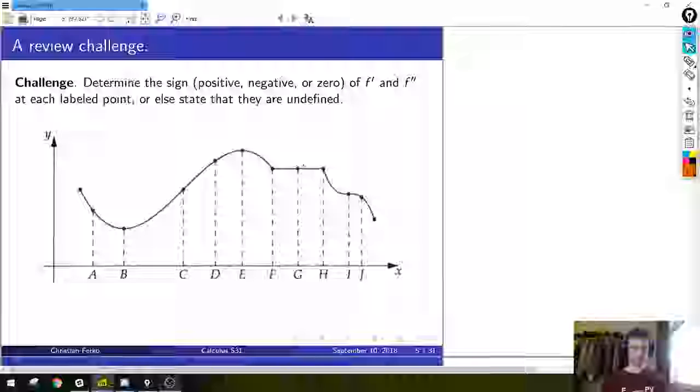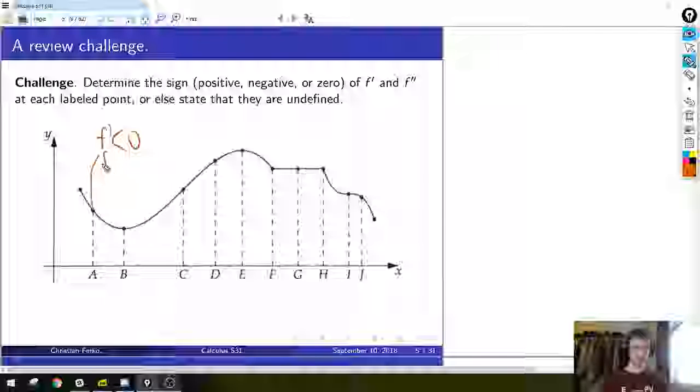So here's a graph that does a few interesting things, and at each of these points, a through j, we would want to determine the sign of both the first and second derivative if it exists, and if it doesn't exist, we'll say it's undefined. So first let's look at this point a. What is the sign of the first derivative here? Negative. Yeah, so f prime is negative because the function is decreasing. You can cheat and assume the results about concavity, that a function's second derivative is positive if it opens up, and the second derivative is negative if it opens down, even though we haven't proven that yet, but we will shortly. So what's the sign of the second derivative at a?